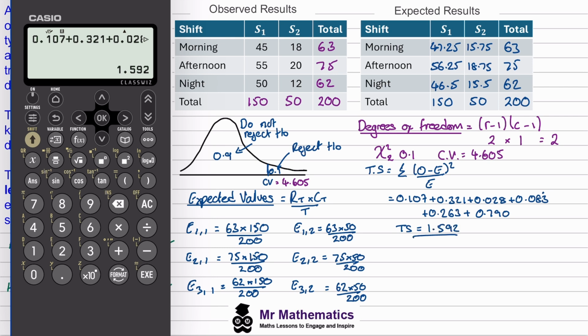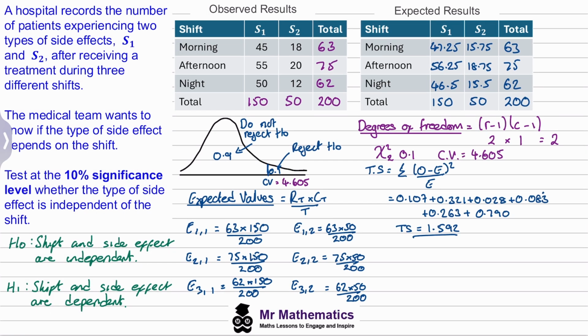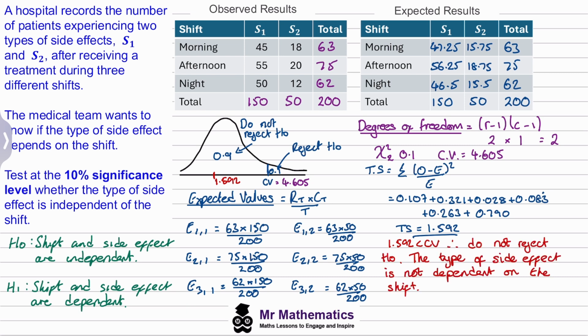Okay? And I'll show this on our distribution, which will be about here. Now you can see that this clearly falls in the do not reject region. So because our test statistic is less than the critical value, we'll say therefore do not reject H0. The type of side effect is not dependent on the shift.